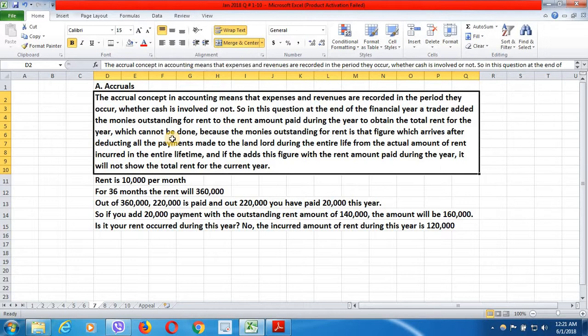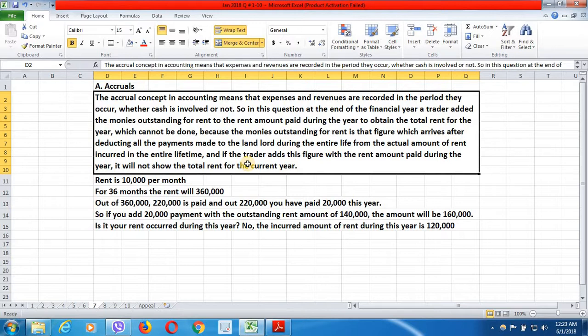So in this question, at the end of the financial year, a trader added the monies outstanding for rent to the rent amount paid during the year to obtain the total rent for the year, which cannot be done, because the monies outstanding for rent is that figure which arrives after deducting all the payments made to the landlord during the entire life from the actual amount of rent incurred in the entire life. And if the trader adds this figure with the rent amount paid during the year, it will not show the total rent for the current year.